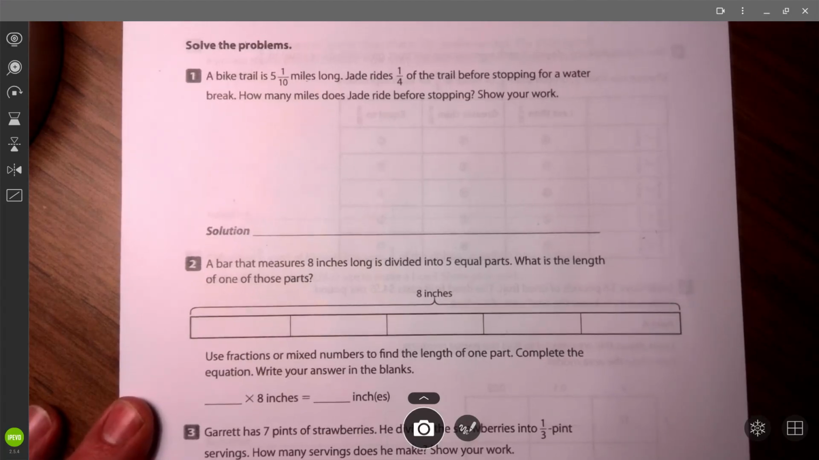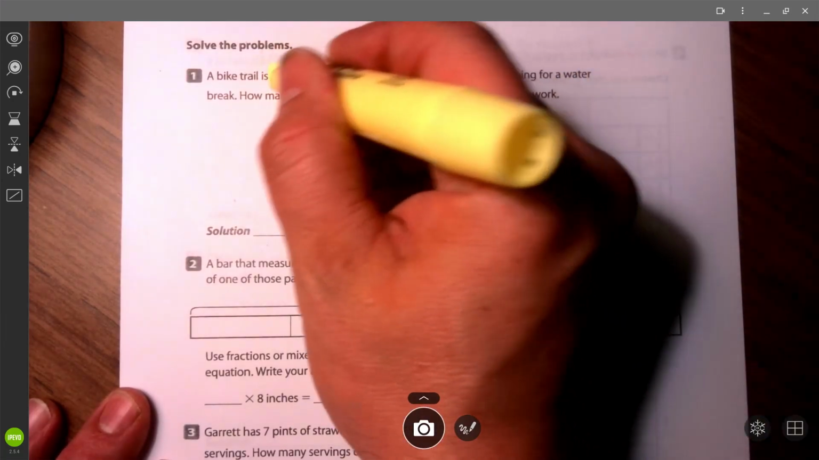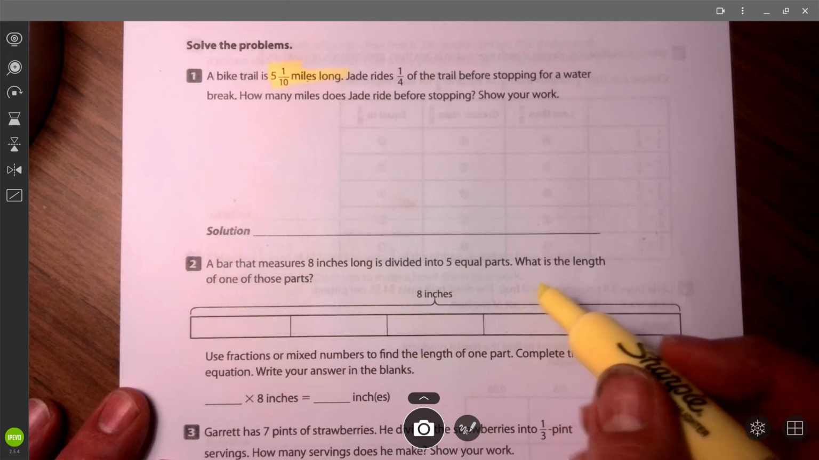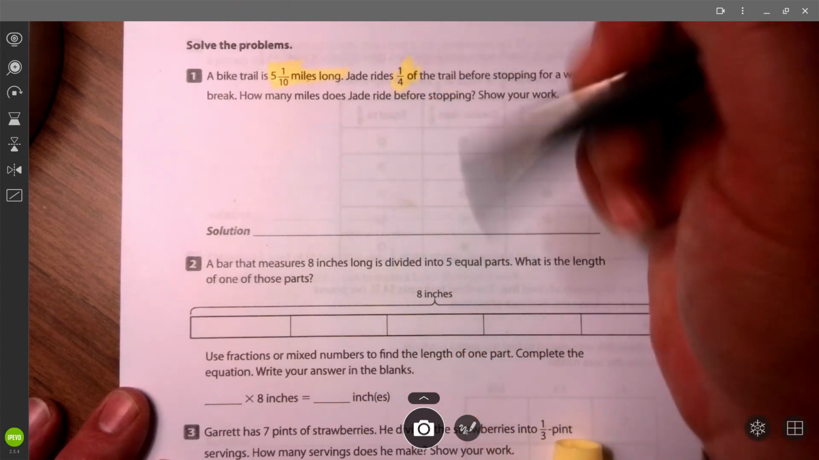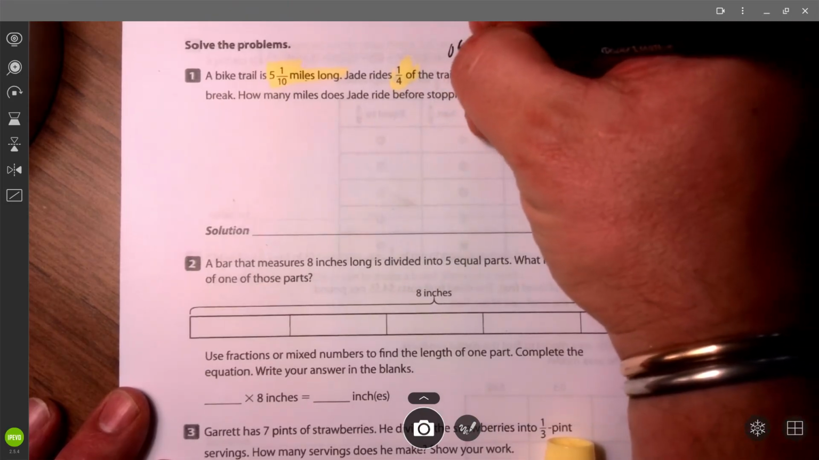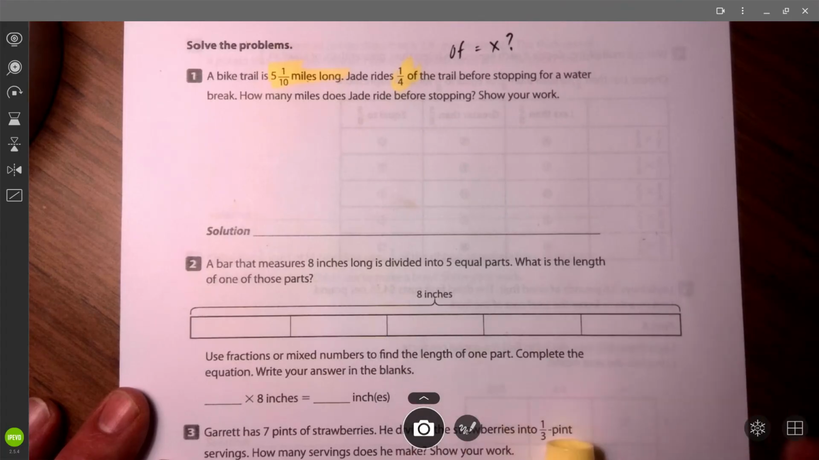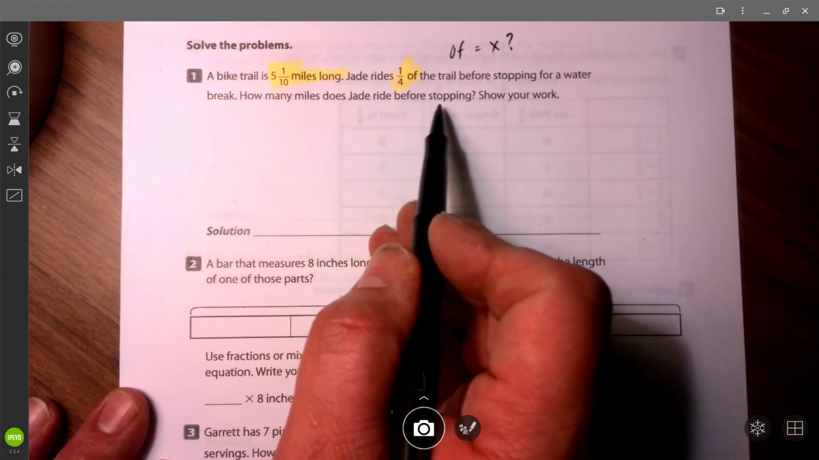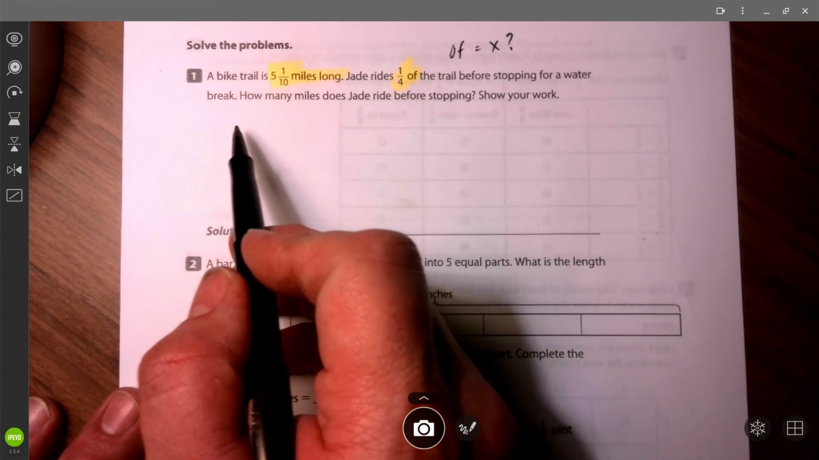So, here we are. Question number 1. A bike trail is 5 1/10 a mile long. Jade rides 1/4 of. That word "of" right there, it's got me thinking multiplication. We'll see. She rides 1/4 of the trail before stopping for water. How many miles does Jade ride before stopping? So yeah, that is in fact multiplication.